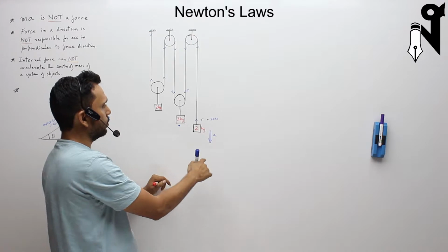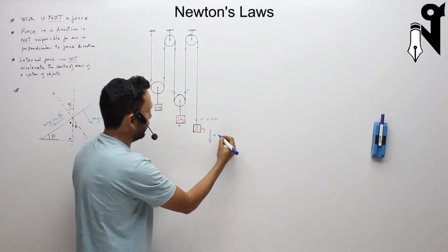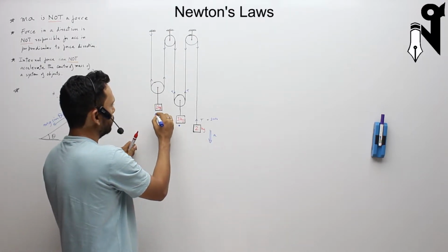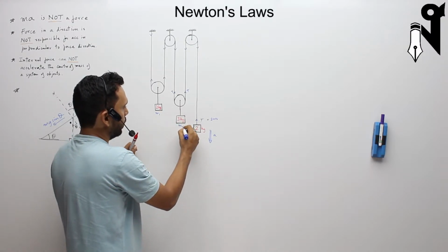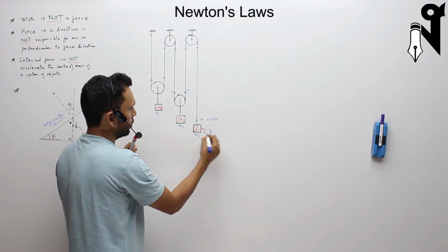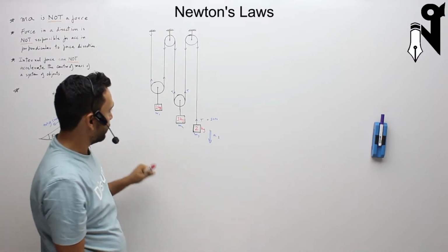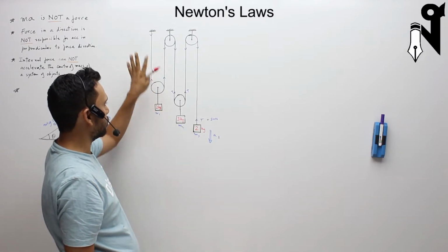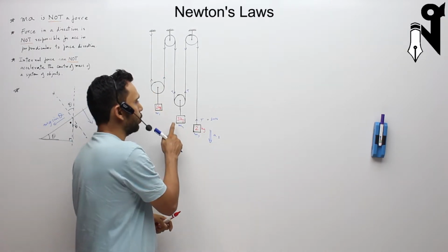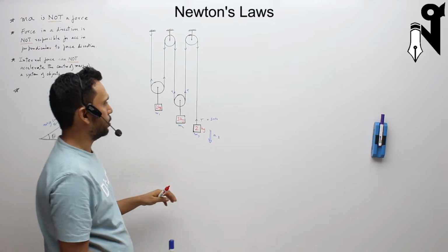This is going down with some acceleration. Say this was body 1, M1, this is your M2 and this is your M3. So this is going down with acceleration A3. When this is going down with acceleration A3, this body is going up. What about this body? What do you think is happening to this body?